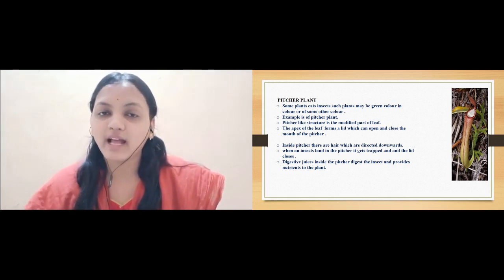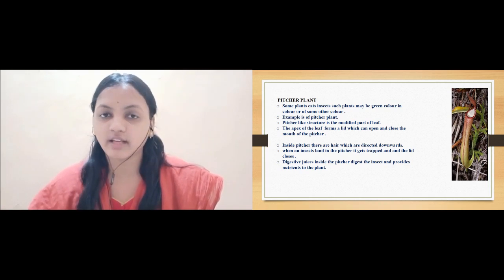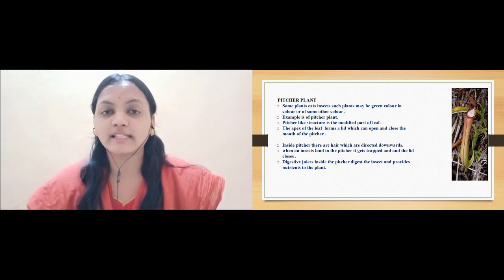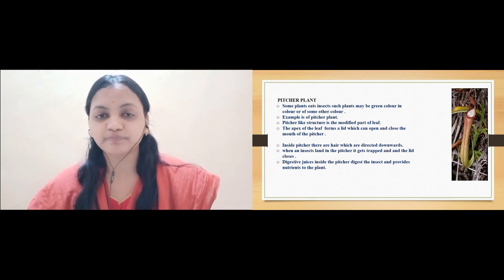So this is a plant that depends on these insects because it is unable to fulfill its requirements through the process of photosynthesis. So it has modified itself into a cup-like structure which is called a pitcher.